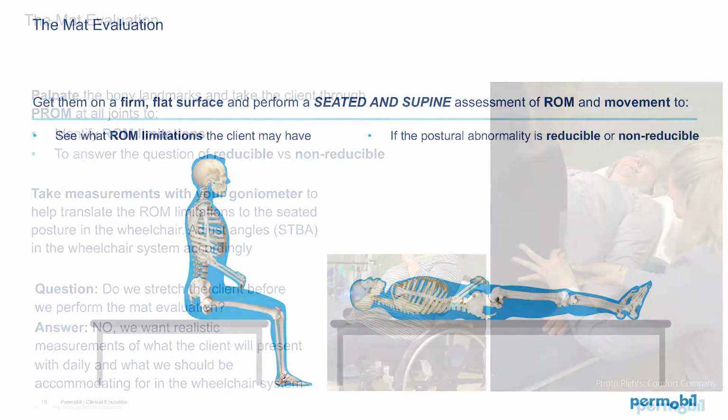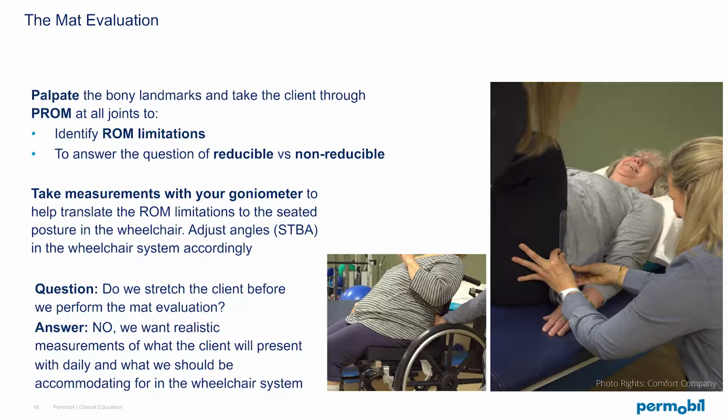So when performing both the seated and supine mat evaluations, we need to palpate the bony landmarks of the ASIS, which is your anterior superior iliac spine, and your PSIS, which is your posterior superior iliac spine, and that's going to help you identify the pelvic abnormality that I'm seeing. Then you're going to take the client through passive range of motion at all the joints to identify range of motion limitations and to answer the question, is this reducible or non-reducible?